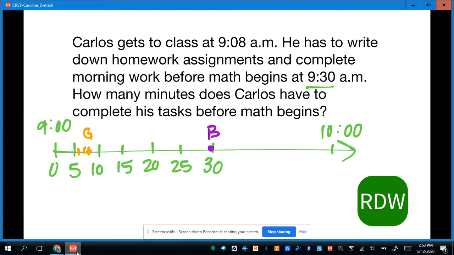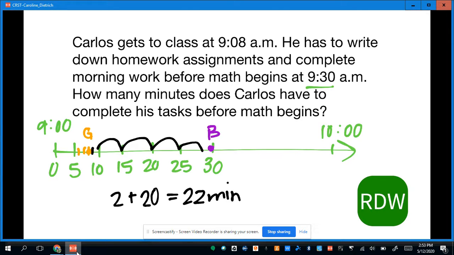So how many minutes does he have? Well, I'm going to go to the next 10 or the next 5. So I had 8, 9, 10. So that's 2 plus, and then I'm going to count by 5. So 5, 10, 15, 20. So 2 plus 20, which means he did 22 minutes. I also could take the 30 minutes minus 8, and I would get 22 minutes still.